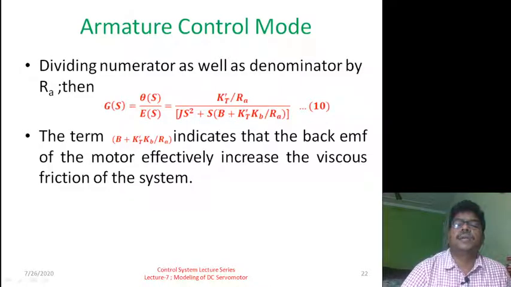Since this is a viscous friction coefficient, it will be of the same dimension and the same parameter, so this will also be a viscous friction. So here, B plus K_t' K_b upon R_a indicates that the back EMF of the motor effectively increases the viscous friction. So the effective viscous friction of the system increases.